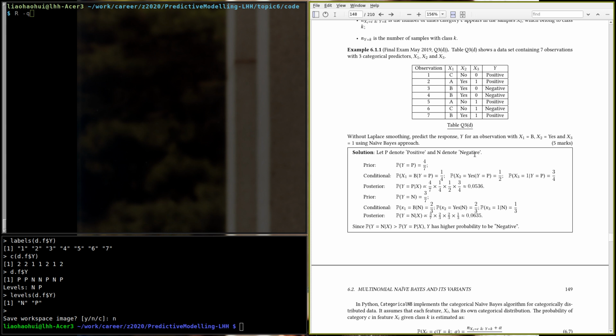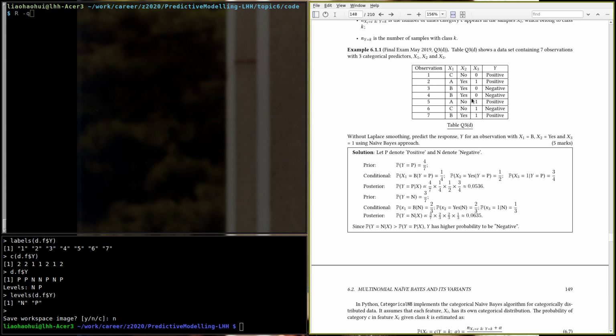Now, because we are given x1 equals b, x2 equals yes, and x3 equals 1, we don't need to consider all other possibilities. x1 actually has a, b, and c, and x2 is yes or no. Here it says yes. So in the conditional probability we just calculate the case when, given y equals positive, x1 equals b, x2 equals yes, and x3 equals 1. What are the probabilities?